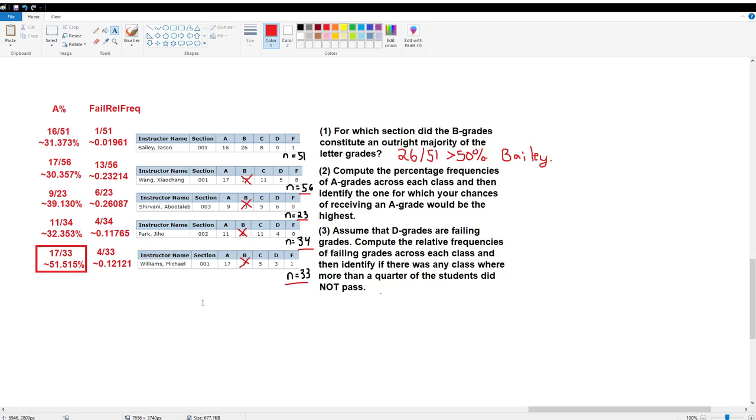As you can see here, there is a section for which at least a quarter of the students failed. That is, they didn't pass. And that is our third section.